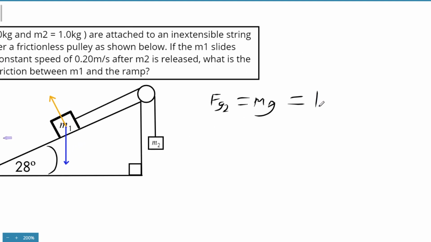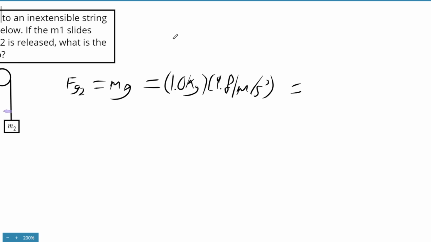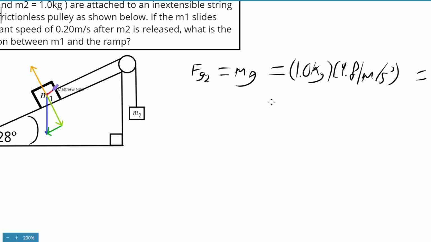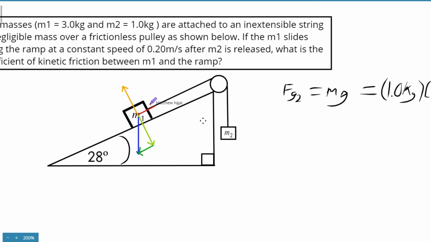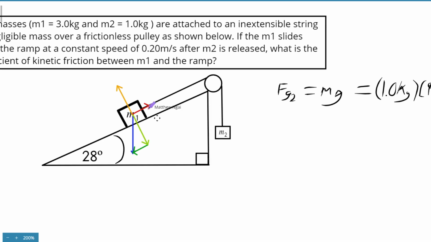So 1.0 kg times 9.81 meters per second squared. So that would just be 9.81 newtons, but to 2 sig figs. Let's keep all the digits though. Let's underline that. And now we can find the weight of the second, or m1.